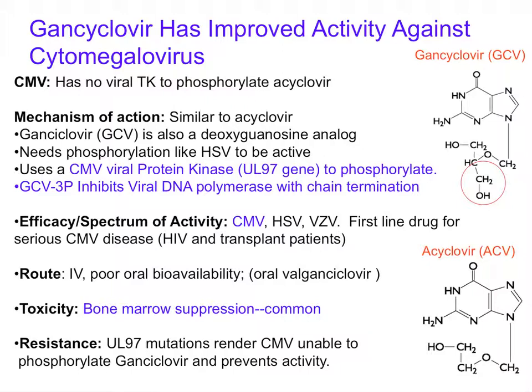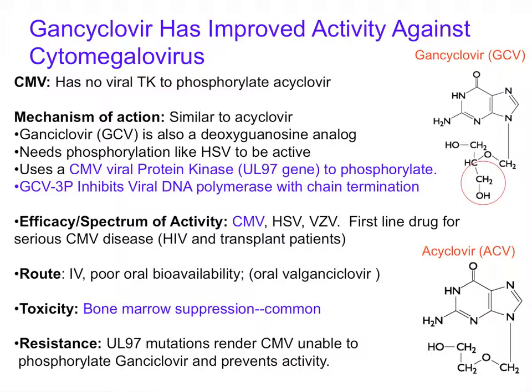It also has activity against HSV and VZV because HSV and VZV have viral thymidine kinases to phosphorylate it. And so it actually has fairly broad activity against herpes viruses. And this is the drug that is considered the first line for serious CMV disease. Primarily, however, this drug has to be given IV. It can be given orally, but has very, very poor oral bioavailability.